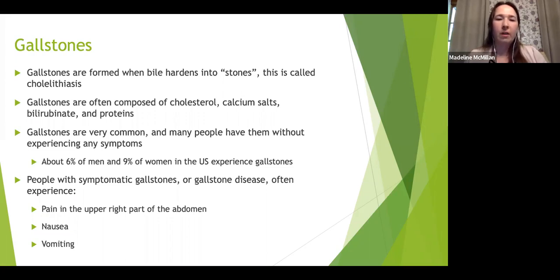Gallstones are usually composed of cholesterol, which is a normal component of bile. Also, calcium salts, bilirubinate, and proteins can form those gallstones as well. Like I said, they're very common, and a lot of people will have gallstones without experiencing any symptoms. A lot of people don't even know that they have gallstones. But once you start experiencing symptoms, you are considered to have gallstone disease. Some of those symptoms might look like pain in the upper right part of your abdomen, as well as nausea and vomiting.